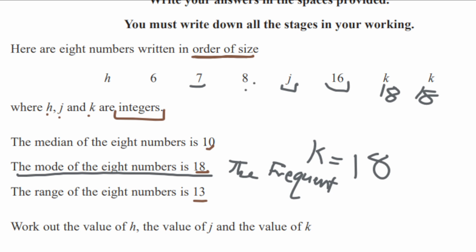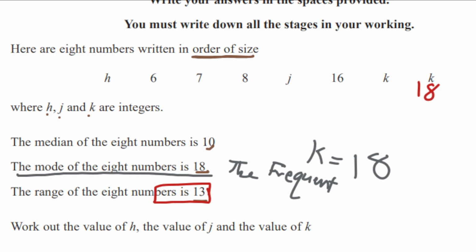That's good. Now, how do we find J and H? Look at the last part here. It says the range is 13. The range is the largest minus the smallest. So we got the largest, it's 18. 18 minus H, the smallest, should be 13. So 18 minus what is 13? 18 minus 5. So we got H. H equals 5.